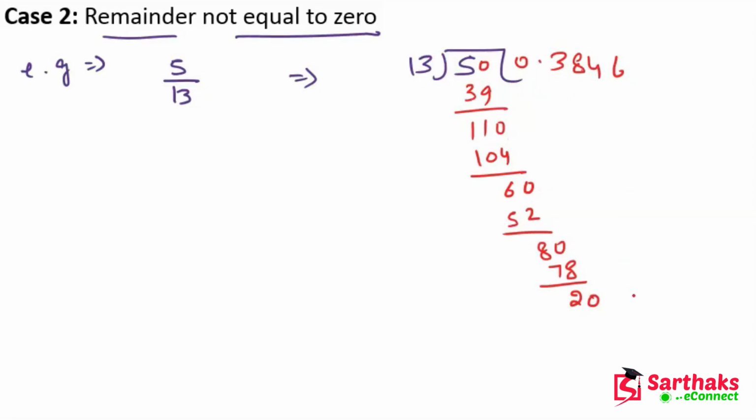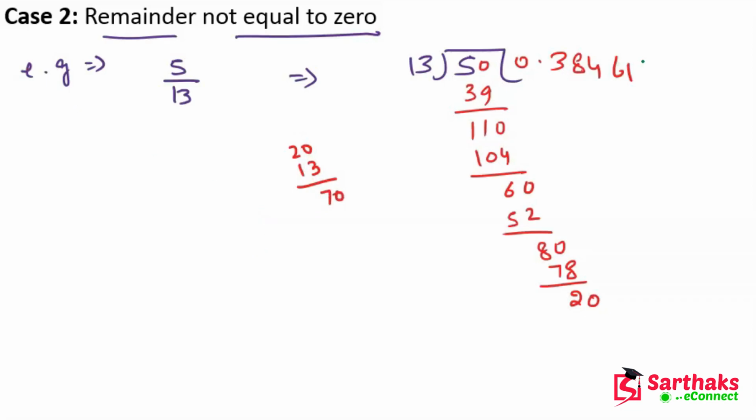Okay, so now 13 1s are 13. So here we are writing here. Okay, so there is 20. So 13 1s are 13 and if we subtract this, we get 7. Again we are writing 0.